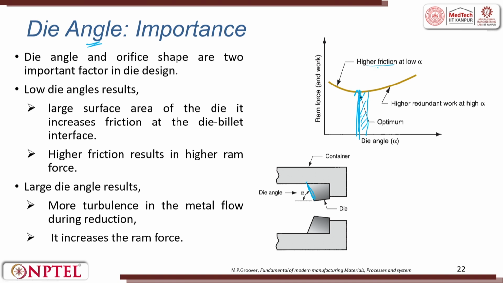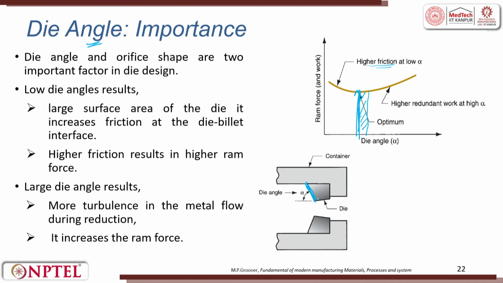With higher friction at a lower angle, the low die angle results in a large surface area of the billet. It increases friction at the billet-die interface. The higher friction results in higher ram pressure. The large die angle results in more turbulence in the metal flow during reduction. So, it also increases the flow.